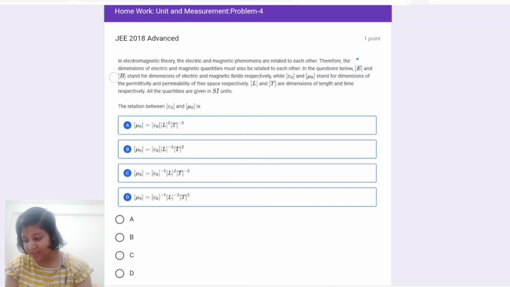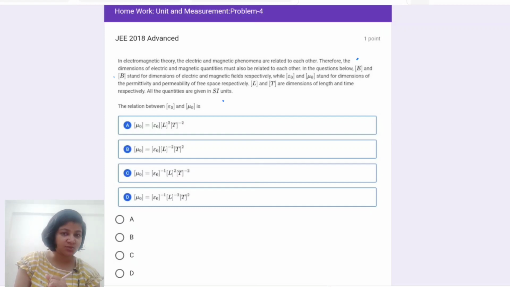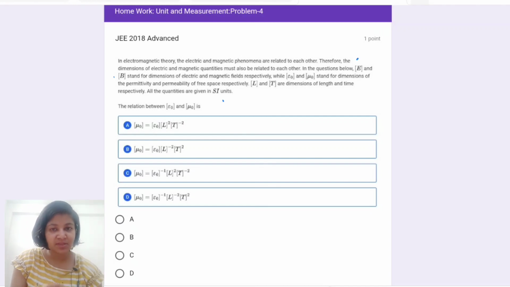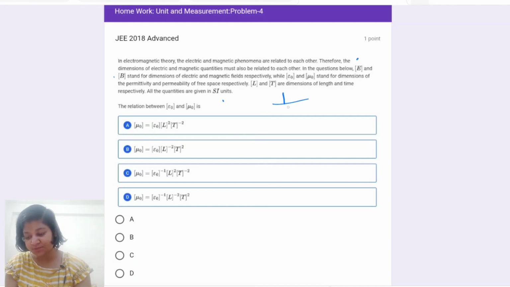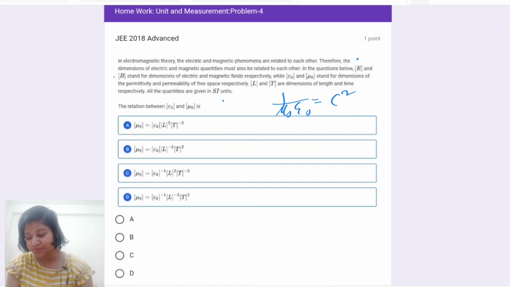Electric field E and the magnetic field B stand for the dimension, okay. Epsilon 0 and mu 0 stand for the dimension of permittivity and permeability of free space. Length and time have dimension L and T, obviously. All the quantities are given in SI unit. They want to know the relation between epsilon 0 and mu 0. One of the easiest, simplest relations between mu 0 and epsilon 0, I have told you in my earlier classes, is 1 by mu 0 epsilon 0 is equal to C square. We know that. So let us find out if they have given the relation in terms of this equation.